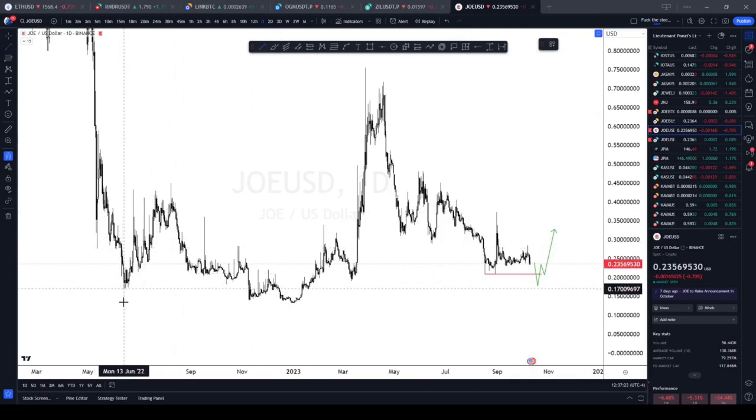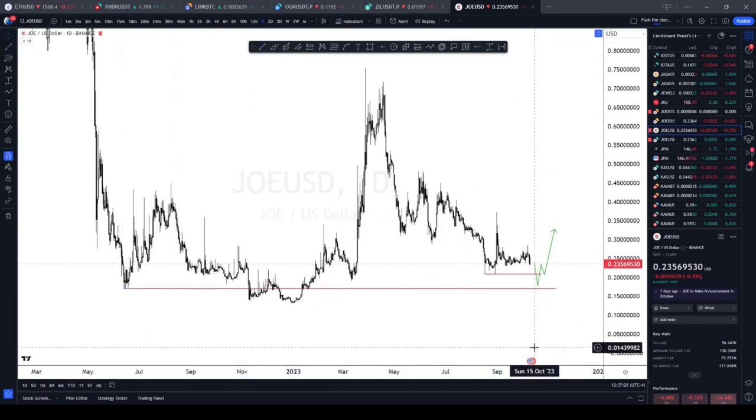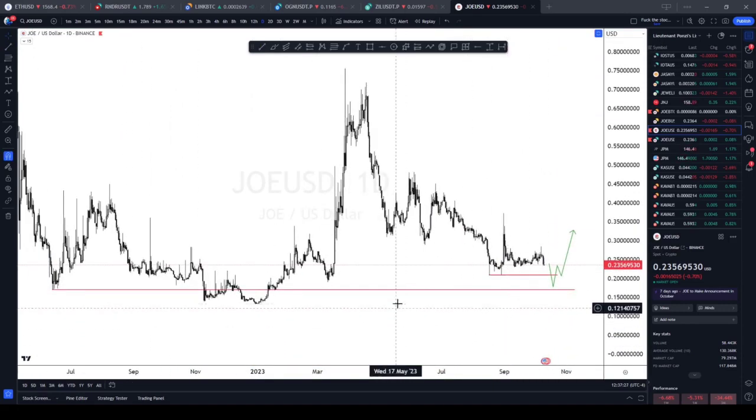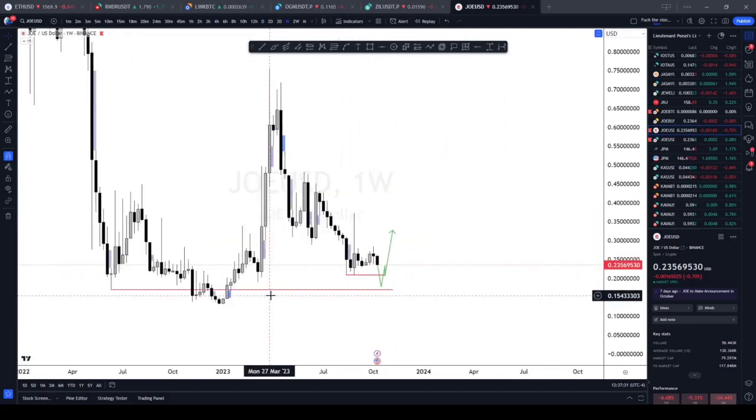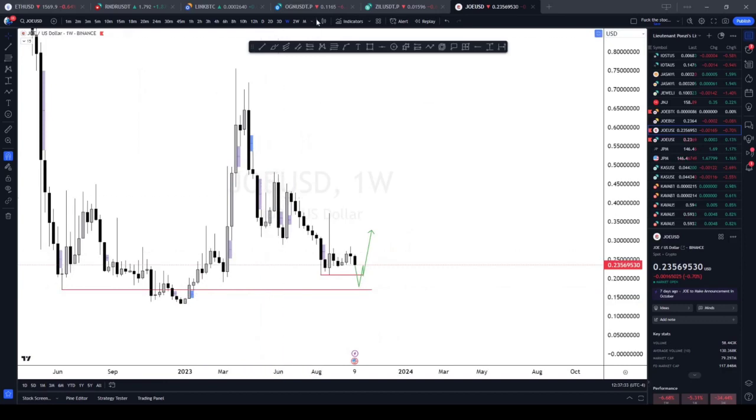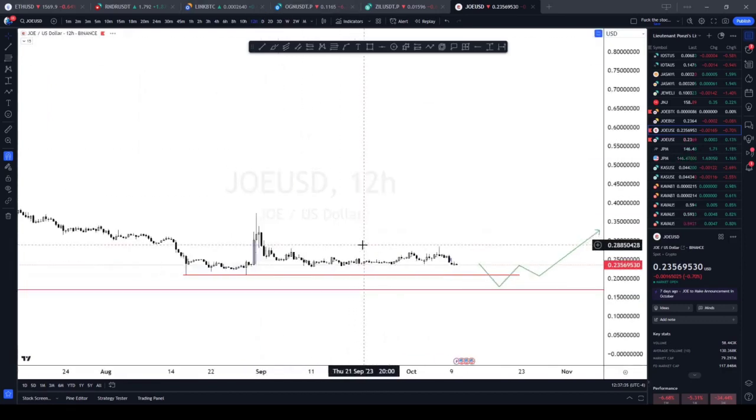We could also come down and try to find support right around this level. So we could be looking for something like that. Do we have an FVG down here on the weekly? So that might get tapped eventually. But I do like JOE.